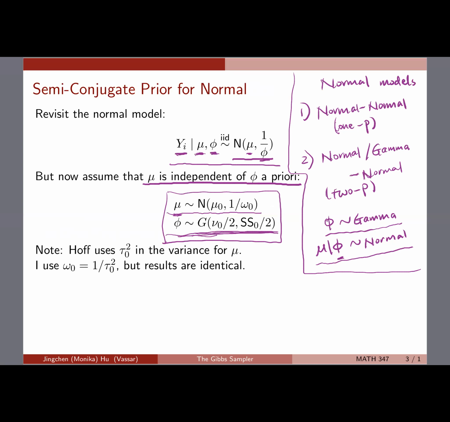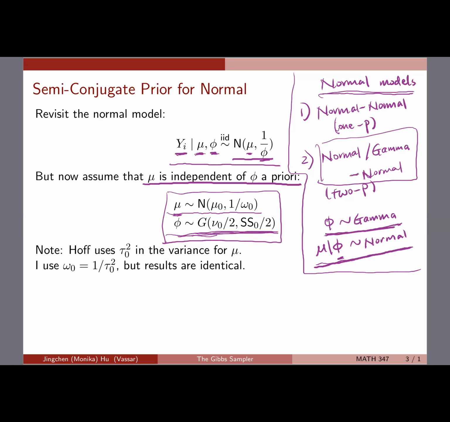Back then, in the last chapter, when we did the normal models and looked at the two-parameter model case, we used the marginal of phi and then conditional mu given phi in this setup. Because it's conjugate, we were able to derive the results.